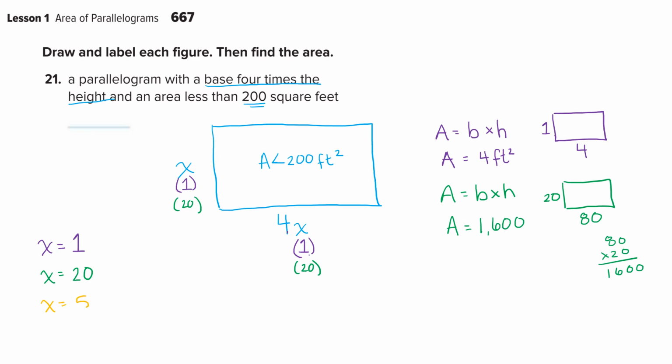So let's try 5. Area equals base times height. 5 and 20. 5 times 20. Area equals 100. Okay. So there you go. Much better. So this is a good answer, this is a bad answer, and this is a good answer.